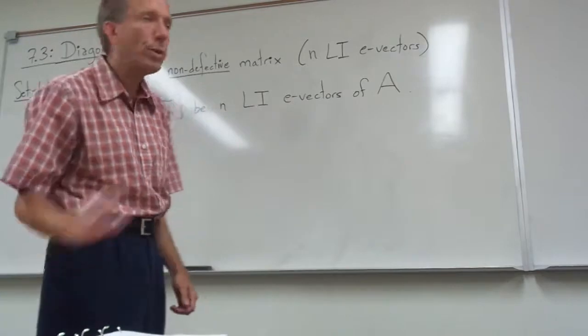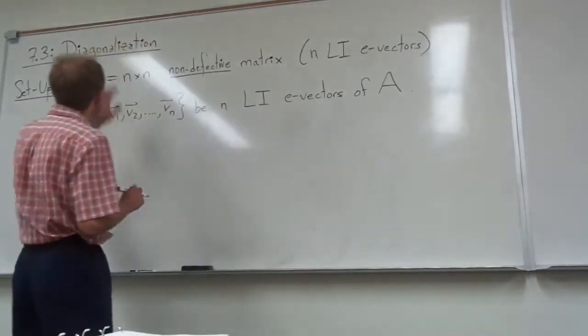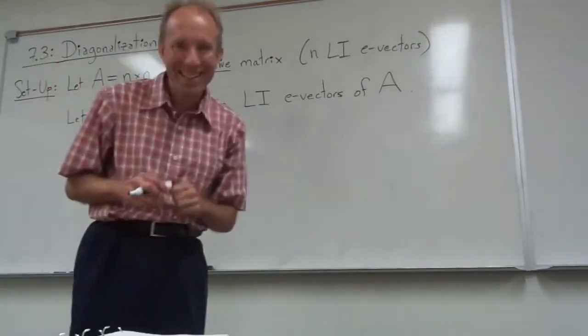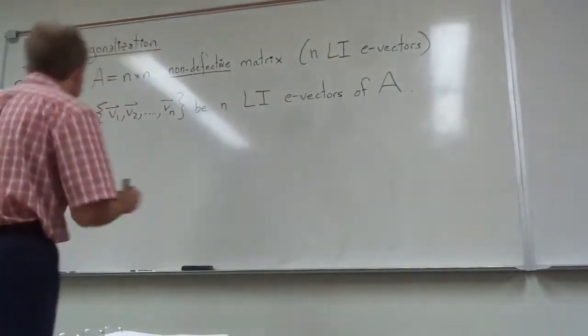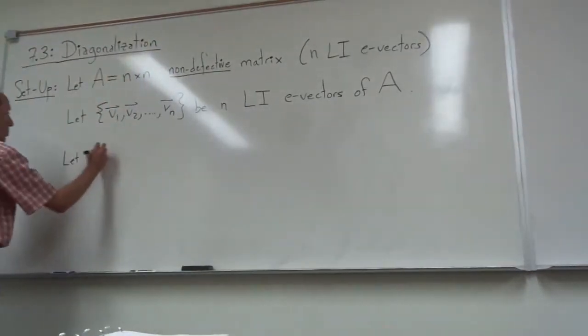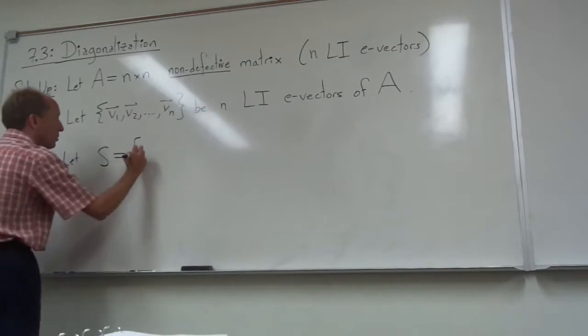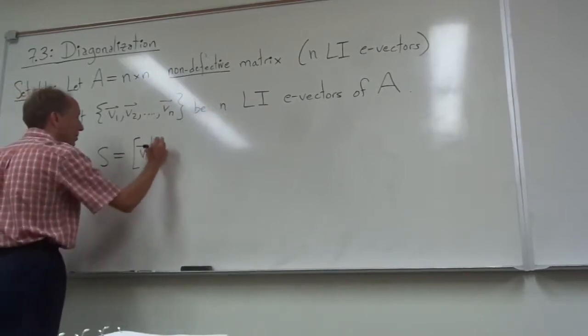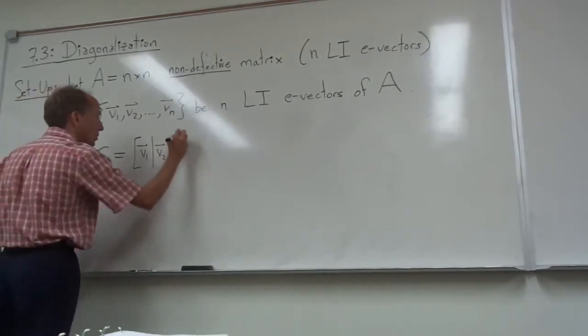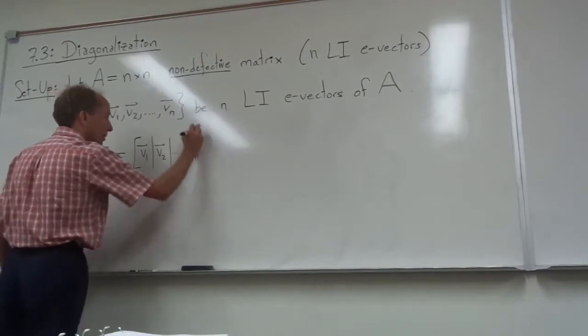So here's what we are going to do in this quest to understand diagonalization. I'm going to build a matrix. I'm going to call it S. And what I'm going to do is put these eigenvectors into the columns of this matrix.